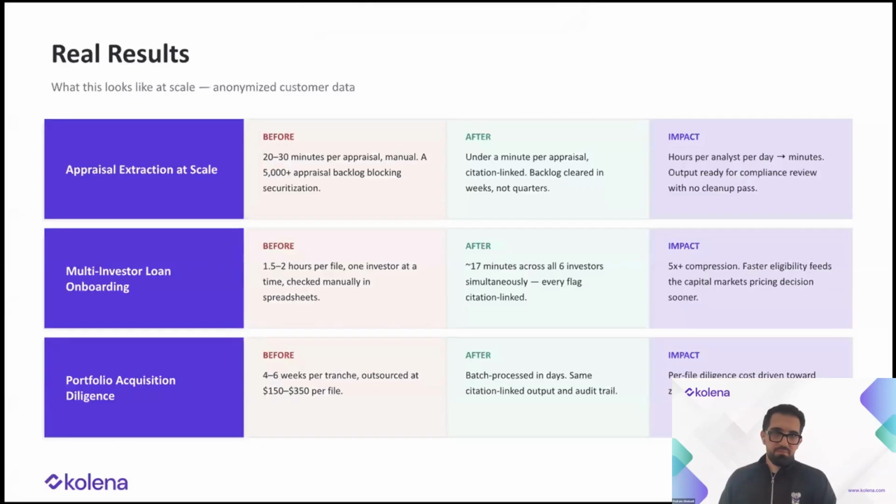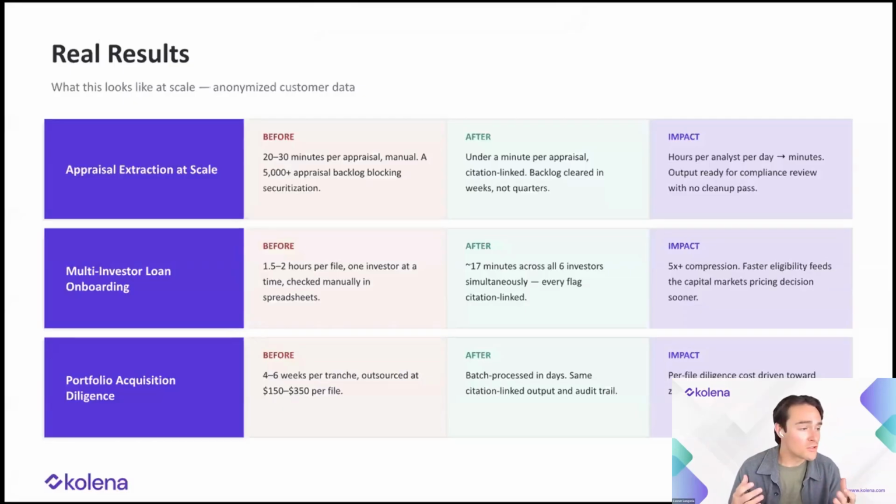Yes. All right. Perfect. So some real results from an anonymous customer that we have. We do not have approval to share their name, but we have approval to share their numbers. They're a mid-market, non-QM private lender with about 170 closings a month, and they have 6 investor counterparties that they have to check against, just like Pedram was showing you there.